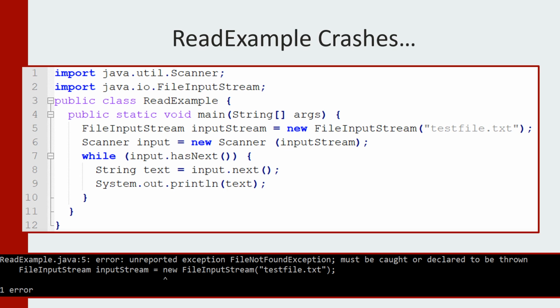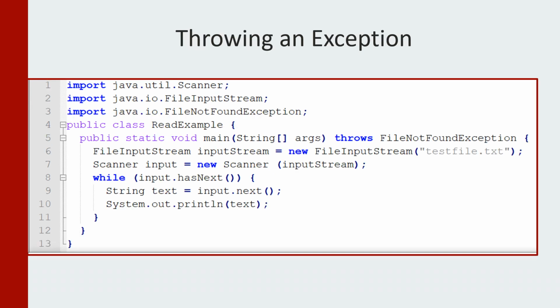So the example that I had previously was this Java program that was meant to read in a file called test file. And I had done everything correctly in terms of setting my file paths, but when I tried to compile this, it still had a problem because it said that there was an unreported exception called FileNotFoundException, which must be caught or declared to be thrown. So that caused an error.